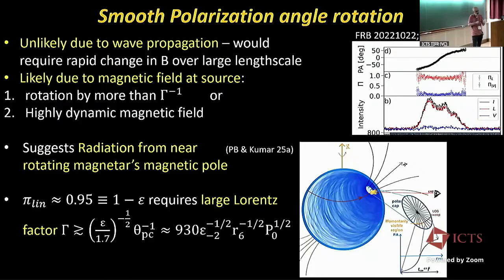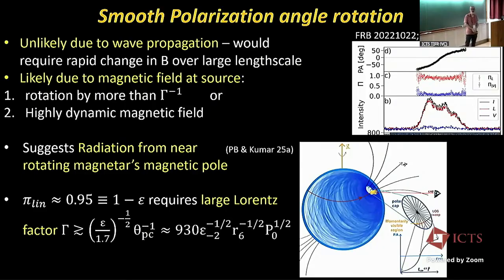But even if you do that, because of this high latitude emission, the photon that is coming from some large radius along the line of sight is arriving together with the photon from a larger latitude and a smaller radius, and that will cause depolarization because they will have different polarization angles if your magnetic field has evolved with radius. So that is unlikely. More likely that the magnetic field at the source is highly dynamic, or that we are somehow scanning a region of the source that goes over an angle greater than 1/gamma, and we're probing different magnetic fields in this way. This is not a new idea.